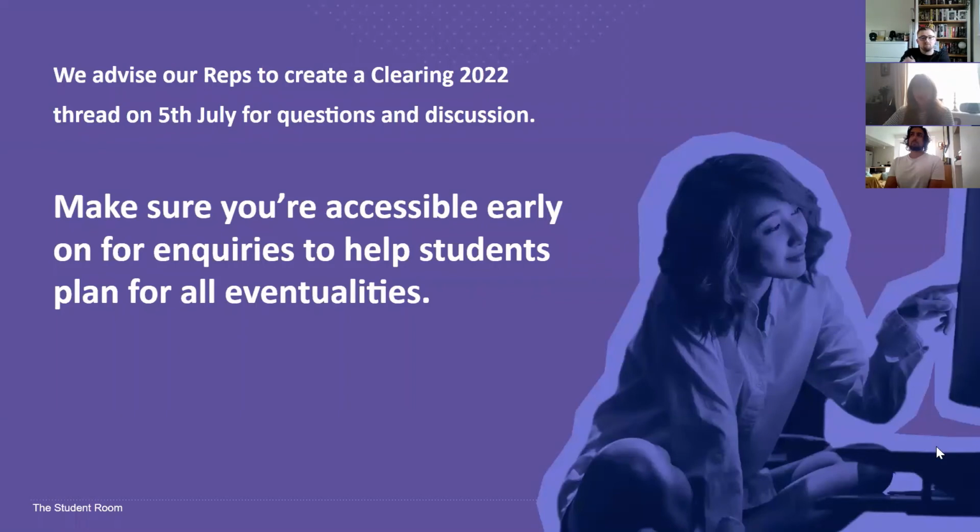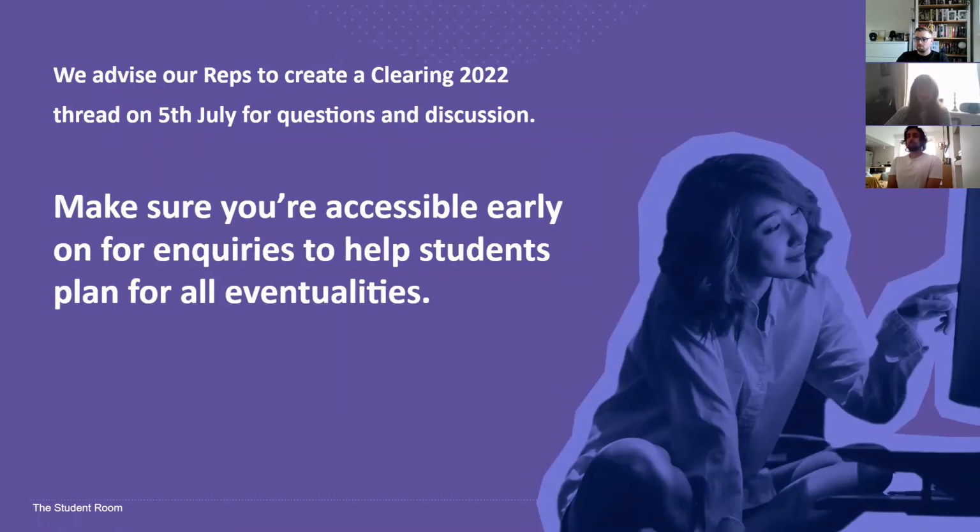So as mentioned earlier, we do advise our official reps to create their Clearing 2022 thread on the 5th of July for questions and early discussion around what will happen on results day, supporting students with making sure that all of their options are open and getting the information they need quickly. So making sure it's accessible early on for inquiries, but to help students plan for all eventualities is really important.